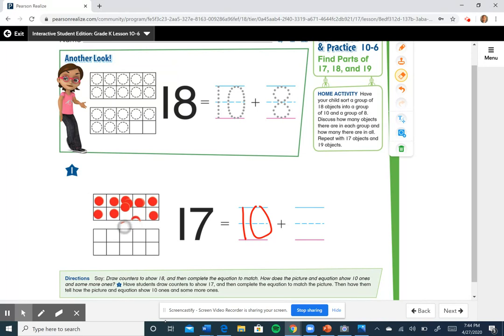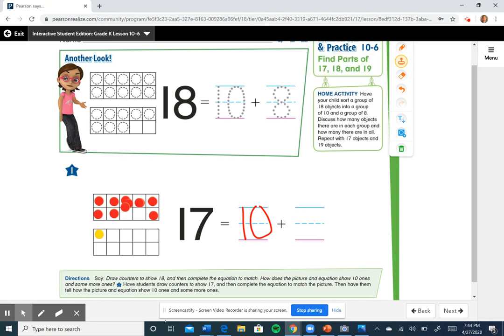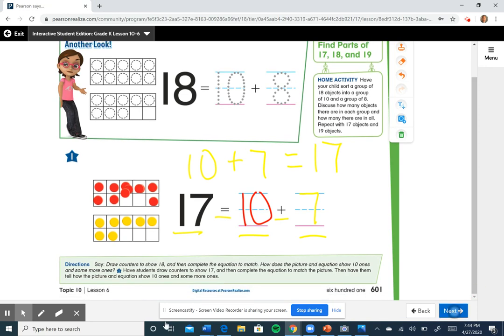And we need to figure out how many more counters does it take to get from 10 to 17. So we have 11, 12, 13, 14, 15, 16, 17. So 17 equals 10 plus 7. Another way we could write this, like we just did on the back page, would be 10 plus 7 equals 17. Perfect. Look at that.